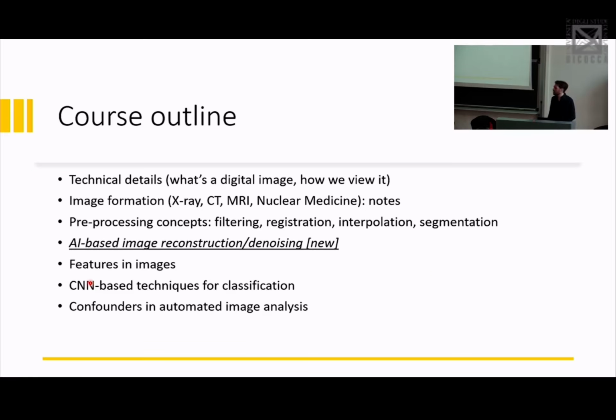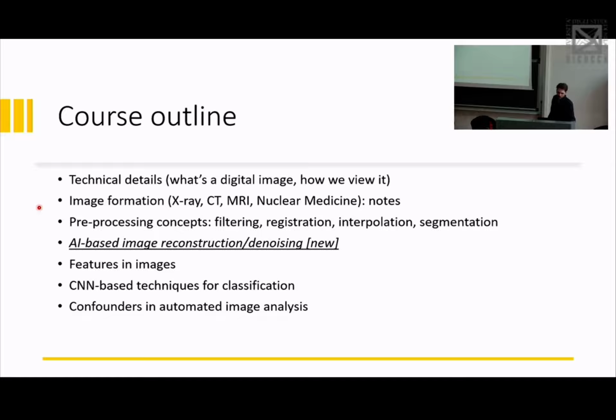Now, this is the wider context, and this is what this course will talk about. We'll start today with some minor technical details. Let's just do some alignment to make sure we are all on the same page about what's a digital image, how we see it, and how we display it, how we store it, and things like that.